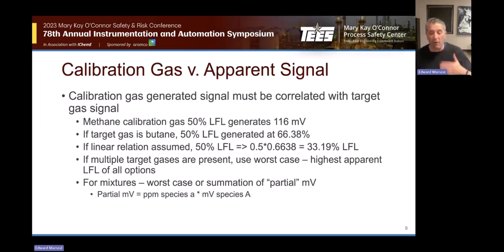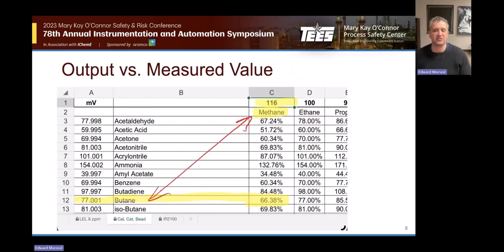But again, now I'm getting different layers of conservatism. The other thing that you can do is calculate a value based on partial millivolts. What do I mean by that? So what you could do is you can take mole fractions. So let's say I have a mixture that is 50-50 butane and isobutane.